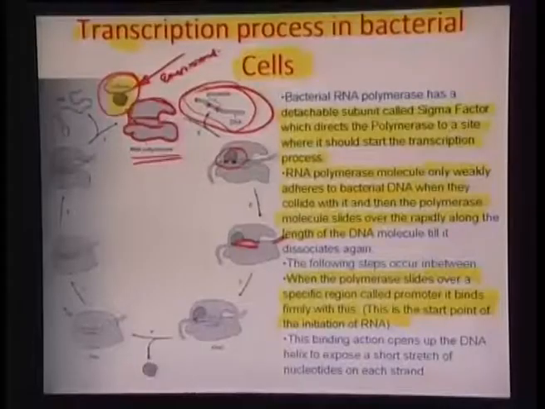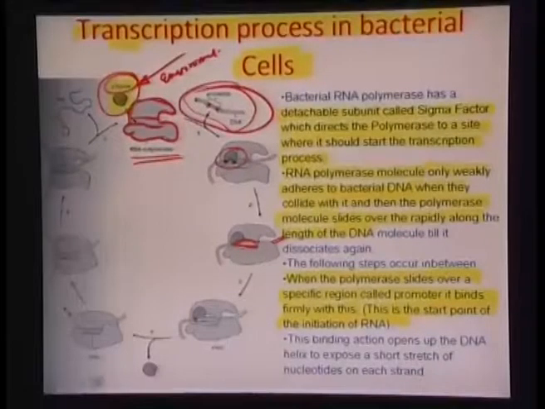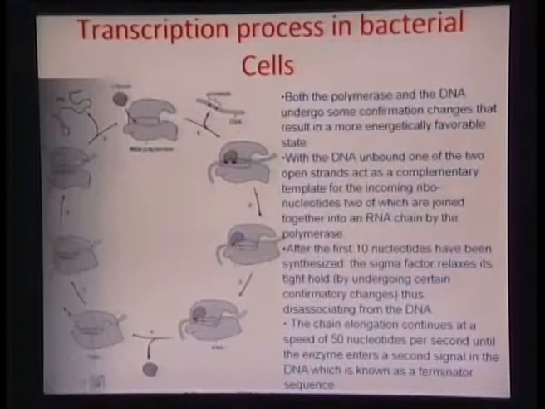RNA. Alright, so the binding action opens up the DNA helix here and exposes the short stretch of nucleotides on each strand, and therefore a templating mechanism has started taking place now. The two open strands act as complementary templates for the incoming ribonucleotides, two of which are joined together into an RNA chain by the polymerase enzyme.